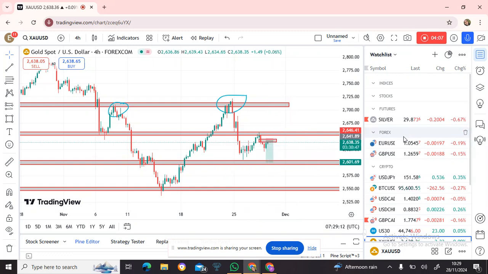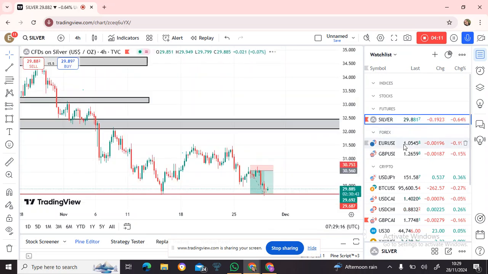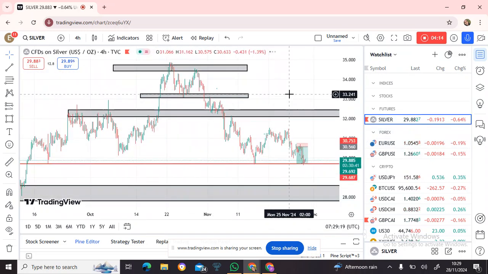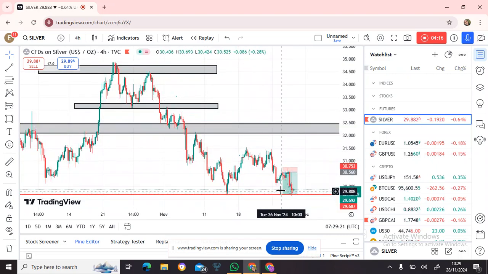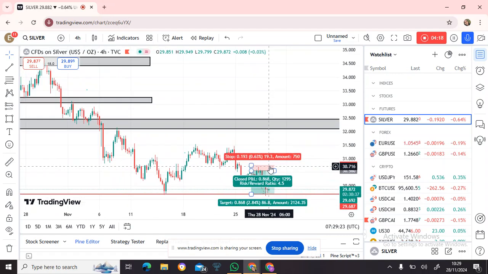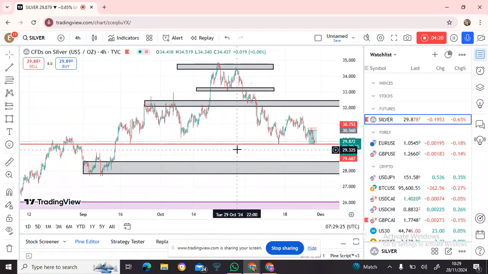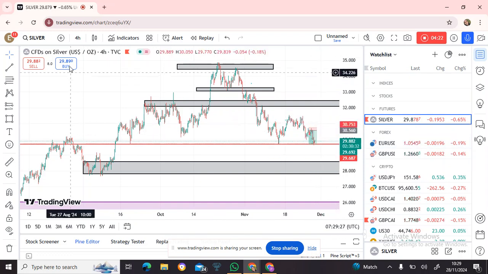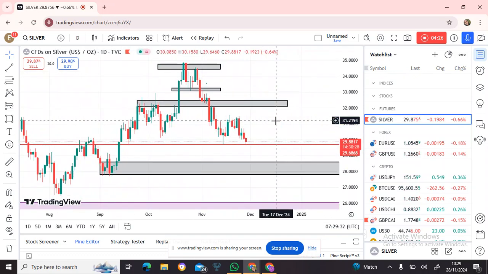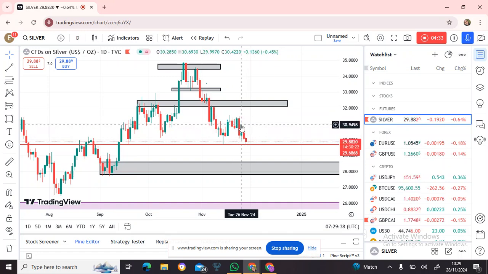So when you go to silver, we had a beautiful trade yesterday on silver, which has already played out. So silver is back to demand zone. You can check this demand zone. This one is the demand zone. So what you expect from this zone, if silver breaks this low, then we find ourselves at this demand zone.